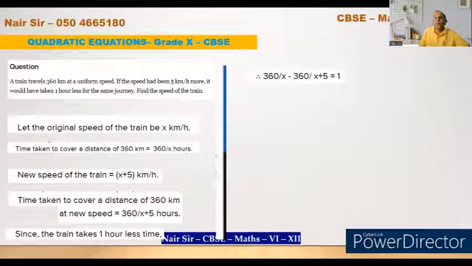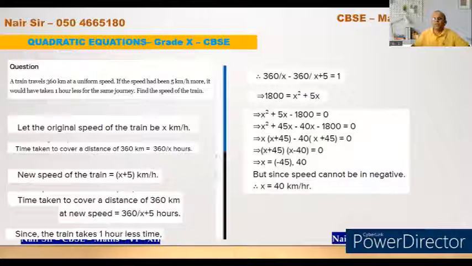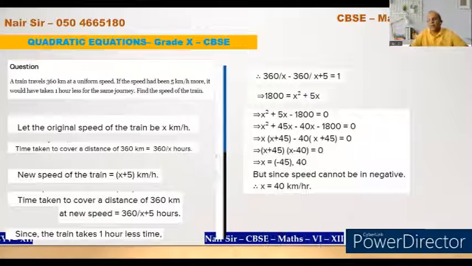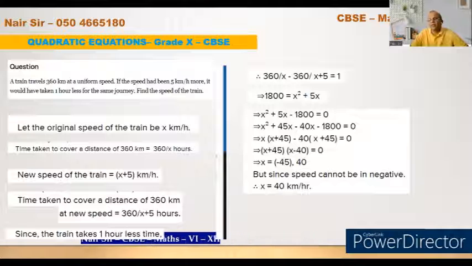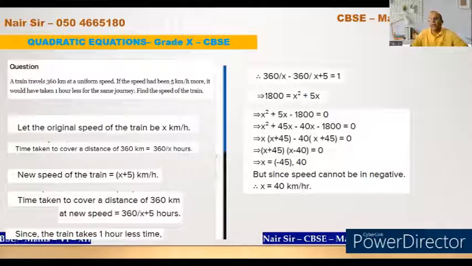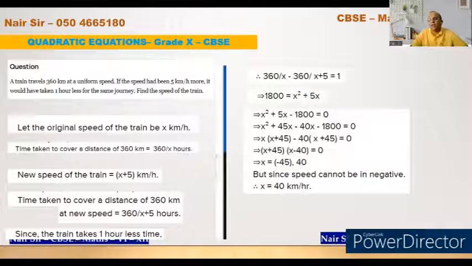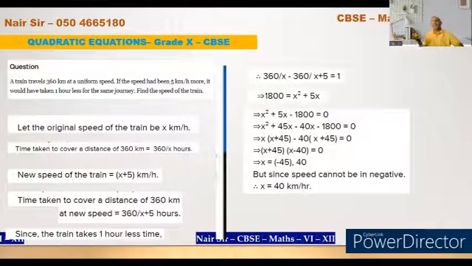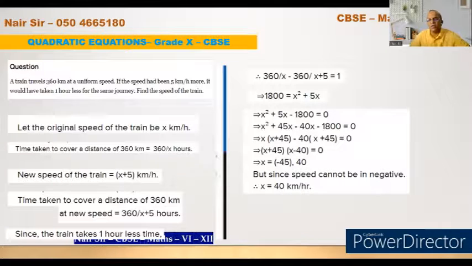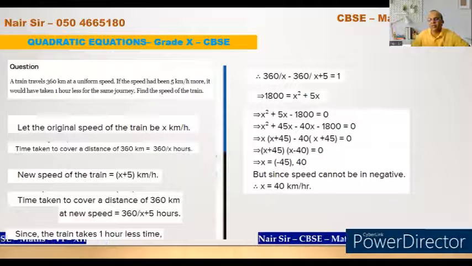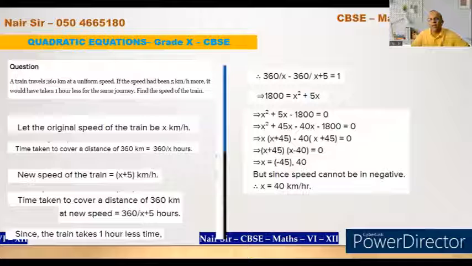And then what you're going to do is solve the equation. Split method. Now it's minus 45 and 40. So speed can never be negative. The speed is positive, whatever the positive value comes, just like that. All right.